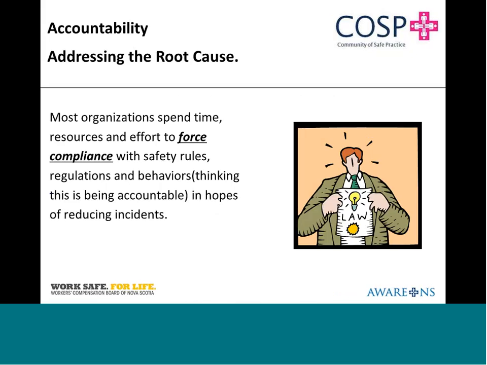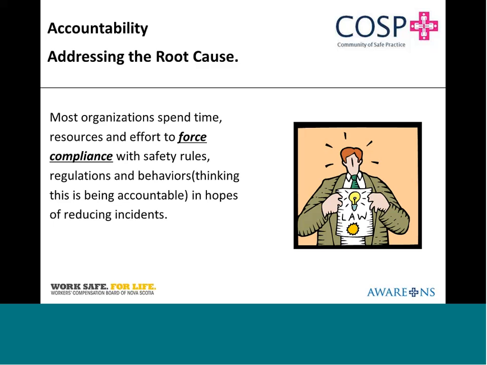So when we look at addressing the root cause, most organizations put all their efforts into forced compliance. So that's the safety rules, the regulations, and behaviors. We think they're holding people accountable, and they think that's going to reduce incidents. So if we meet the legislation and we're holding everybody accountable to that legislation, we think that's going to reduce the incidents. But our statistics show us that that's not true. A lot of organizations are compliant with the legislation, and they still have far too many incidents.